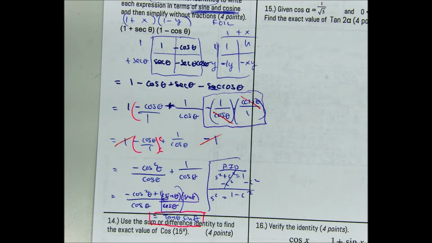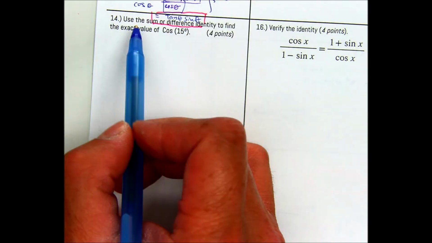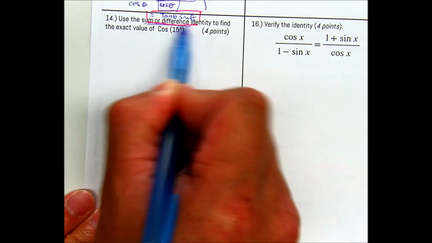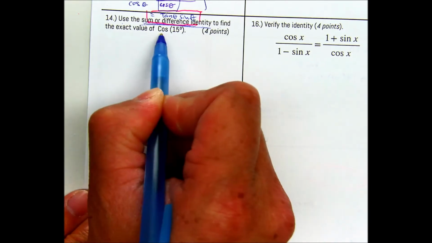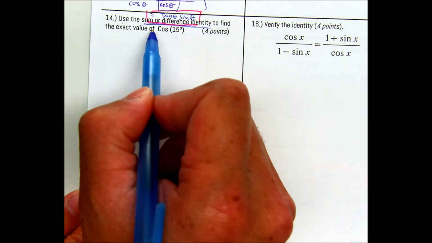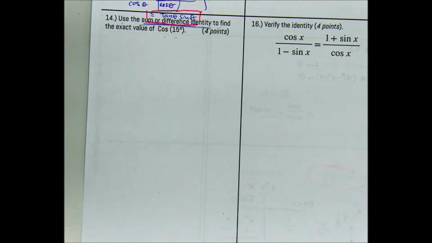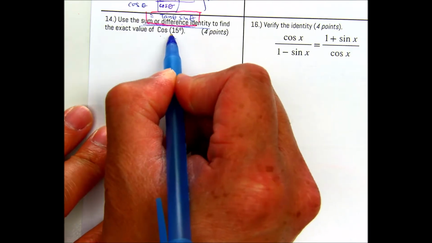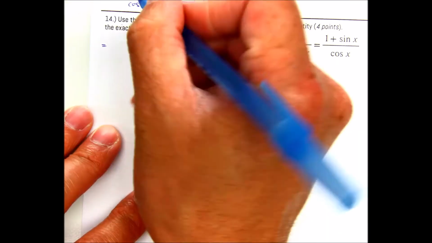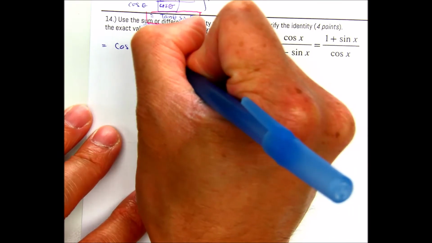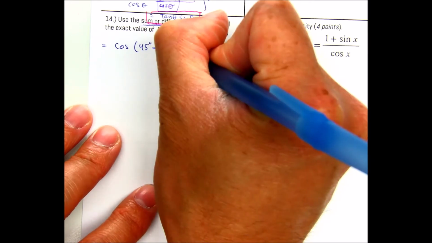Question number 14. I'll probably get halfway through number 14 and then I'll just report it 4th period. Use the sum and difference identity, so it's telling you what to use, right, to find the exact value of cosine of 15 degrees. In this problem, if you just wrote out the sum or difference identity for cosine and it was correct, I give you 2 points. Okay? It says cosine of 15. 15 is not in your unit circle, so you're going to have to think of 2 numbers. Well, my encouragement is always focus on quadrant 1, so cosine of 45 degrees minus 30 degrees.